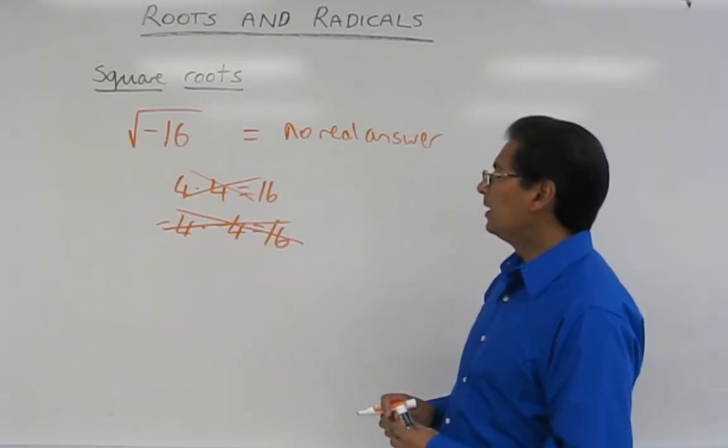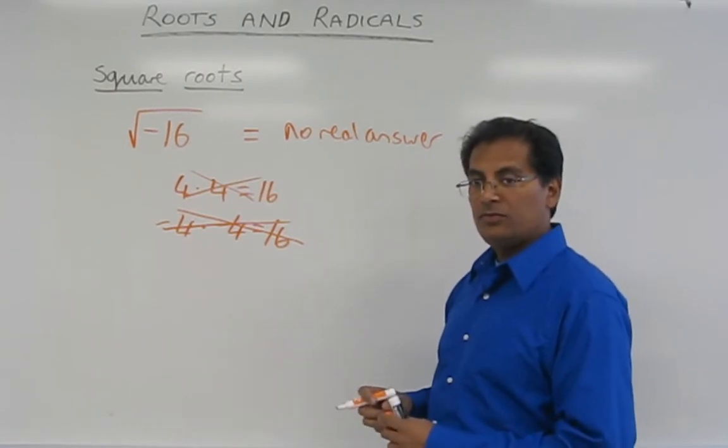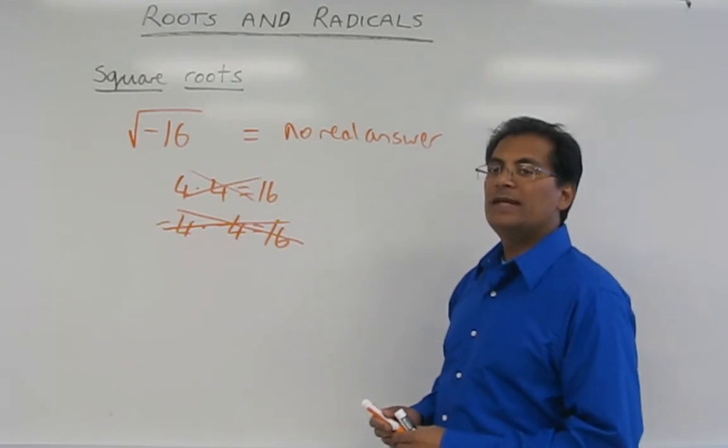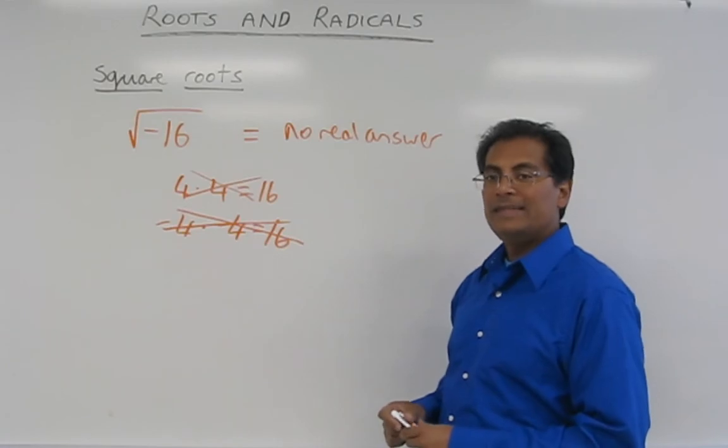In other words, this has no real answer, and there is a sort of solution to this which we'll get to in the future called the complex number. But we'll see that at another time. So just remember, you can't square root negative numbers.